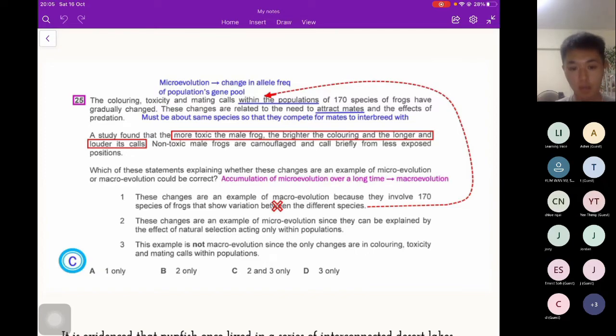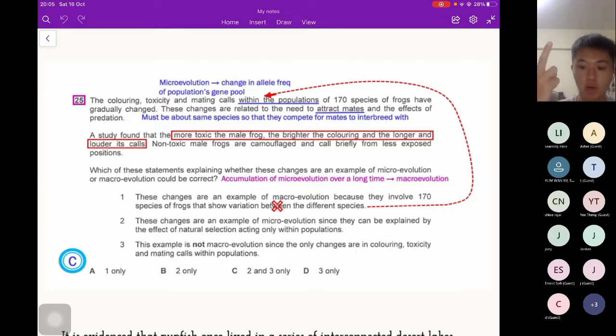Okay, so option 2 is correct because these changes are an example of microevolution, since they can be explained by effects of natural selection acting only within your population. That's true because the question told you it is within the population. Option 3, this example is not macroevolution since the only changes are in coloring, toxicity, and mating calls within population. That is true as well, right?